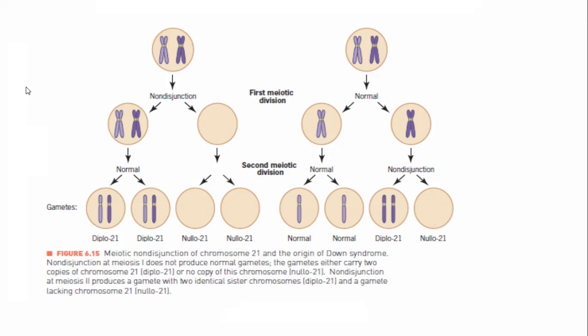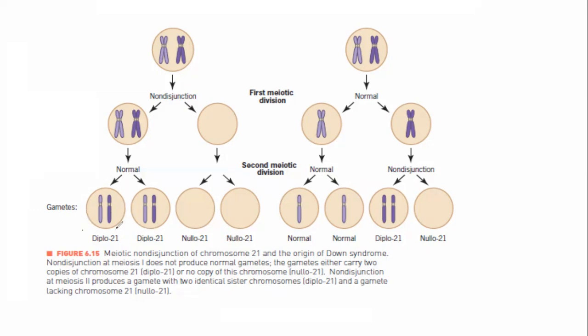सो यहाँ पे अब आपके पास क्या क्या कंडीशंस आई हैं. अगर नॉन डिसजंक्शन मियोसिस वन में होती है या मियोसिस टू में होती है तो आपके पास जो भी गैमेट्स बन रहे हैं वो गैमेट्स अगर नॉर्मल गैमेट से फर्टिलाइज होंगे तो आपके पास ट्राइसोमिक इंडिविजुअल प्रोड्यूस हो सकते हैं और उसके साथ साथ मोनोसोमिक इंडिविजुअल भी प्रोड्यूस हो सकते हैं.